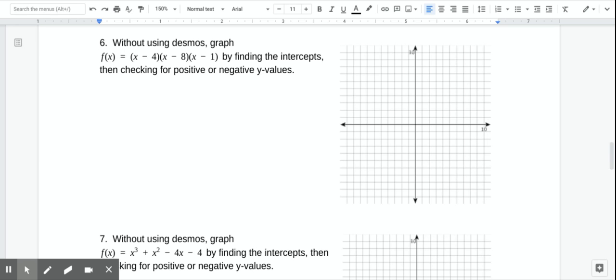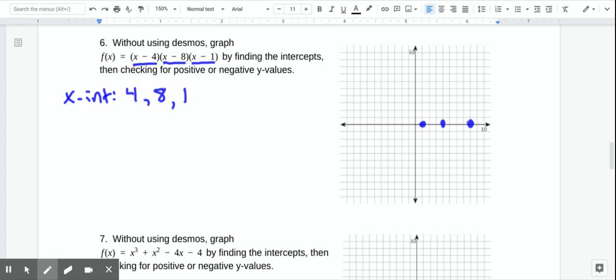So we're going to use what we just found out to graph this function without using Desmos. So the first thing that we want to do is find those x-intercepts. Remember, those x-intercepts come from these factors. If x minus 4 is a factor, that means 4 is an x-intercept. So is 8, and so is 1. They're the opposite of the things that you find in those parentheses. So we know that this crosses at 1, 4, and 8, like that.